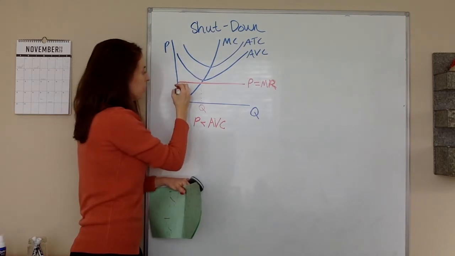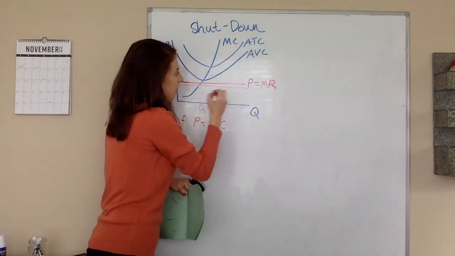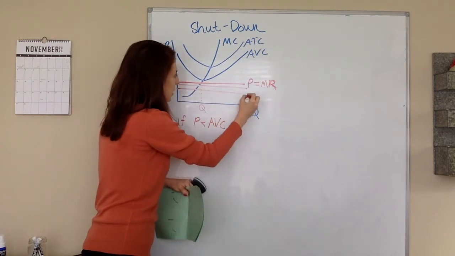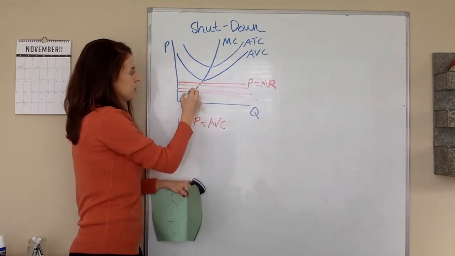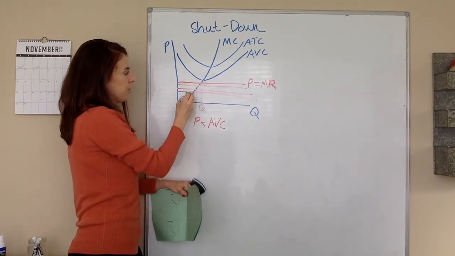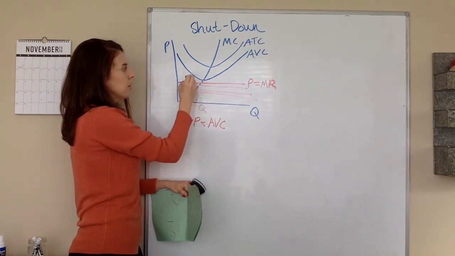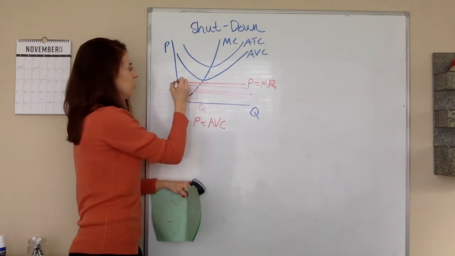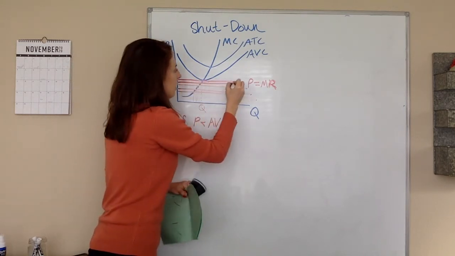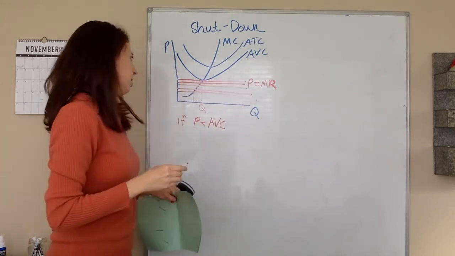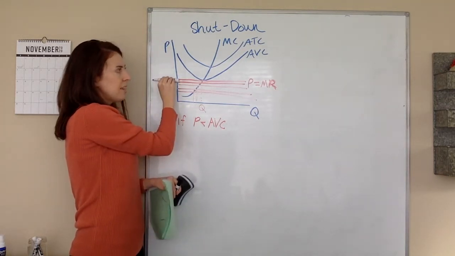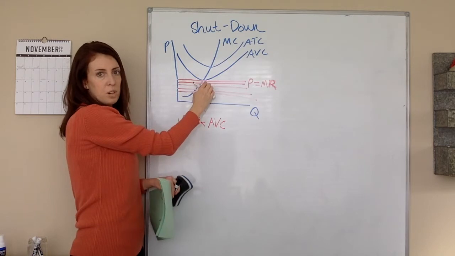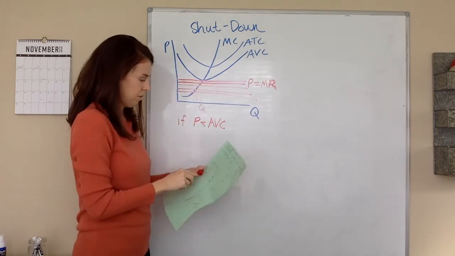The same would be true if the price happened to be here, or here, or here. Because in each of these situations, you get a different Q, and for that Q, the price would be less than the average variable cost. So the shutdown region is any price bar that is underneath the bottom of the average variable cost curve.